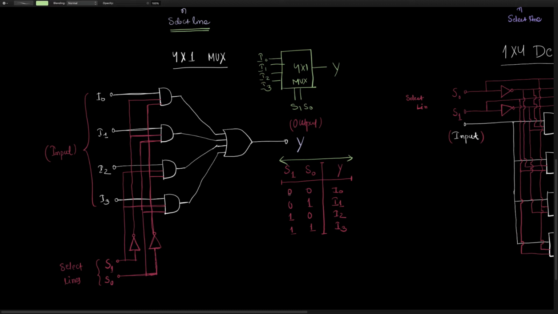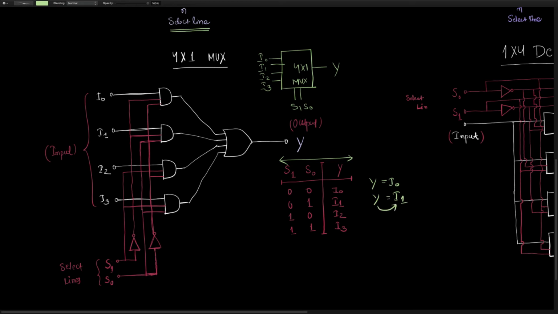Whenever the selection line, S1 and S0, is 00, your input I0 would be directed to the output Y, or Y would be equal to I0. Whatever the input I0 is would be reflected on the output. If the select line combination is 0 1, then I1 would be directed to the output. Okay, so output will follow I1.